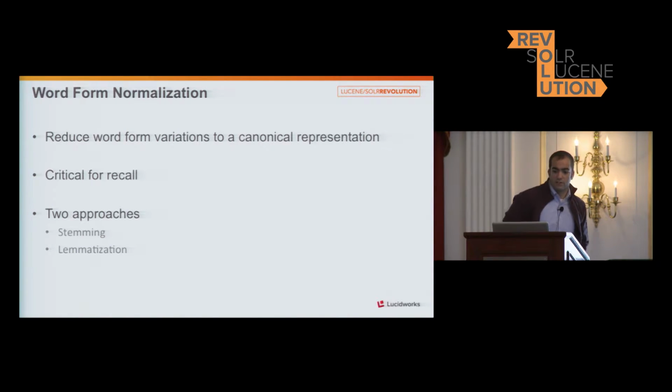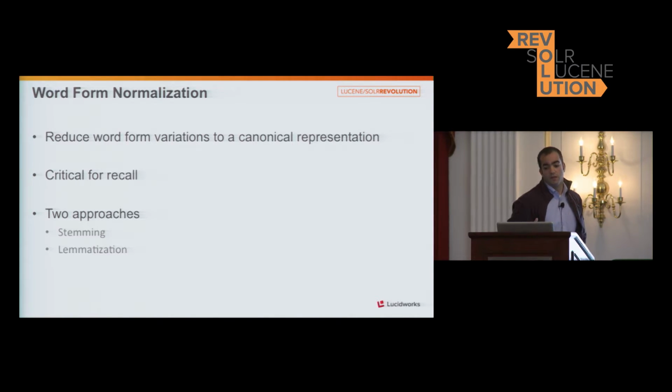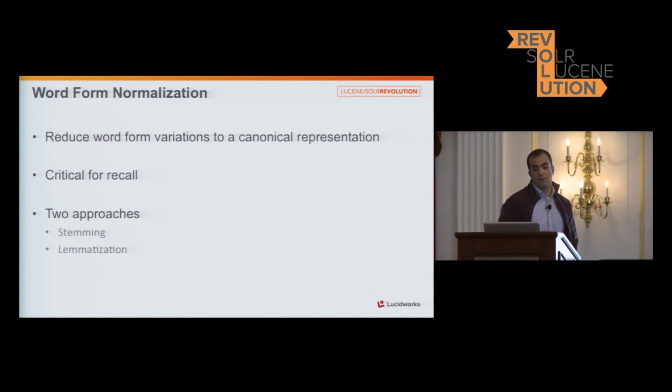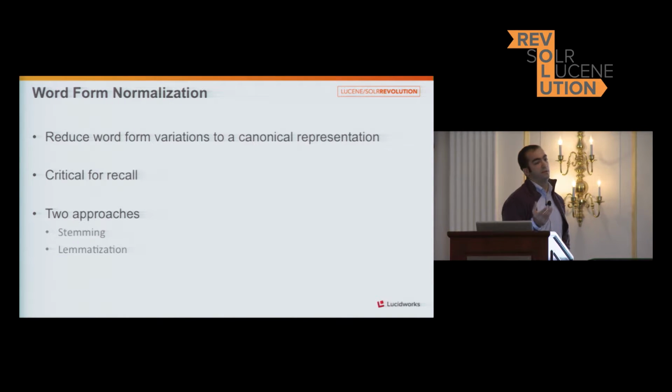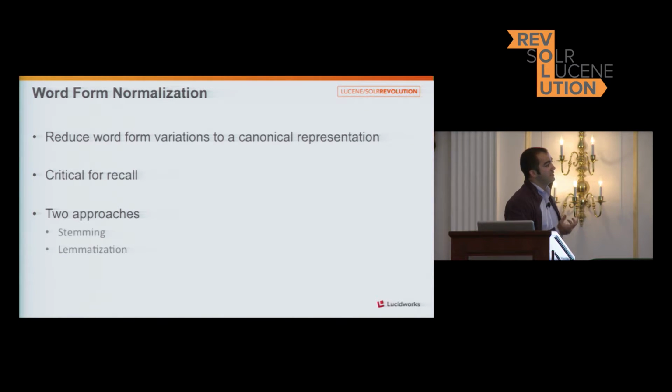Word form normalization. So this is taking any form of a word, say different ways that verbs are manifest, and collapsing them down into a canonical representation, or maybe a small handful of those. And this is critical for recall. So the two approaches to that are stemming and lemmatization. You're generally going to do one or the other. And like I said, this is very important. Especially important, so I think if you're an English speaker, you get it. You can think of examples where it applies.